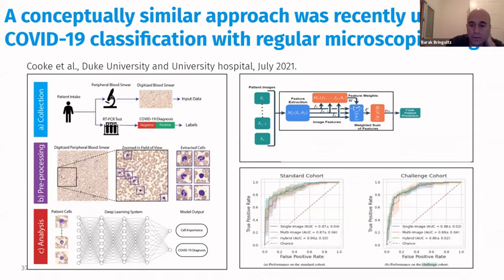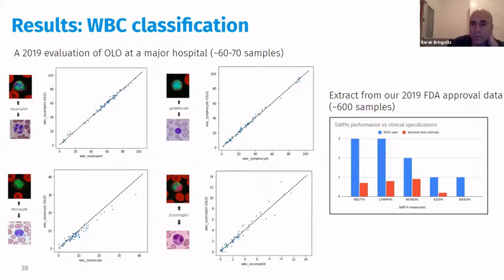Okay, so going back to what we do, here are results from the type of analysis I showed you. This is just a snapshot of results. We have much more from a major hospital here in Israel. You see the correlation between the prediction of the model and the ground truth for 4 of these white blood cell concentrations, and they look pretty good.